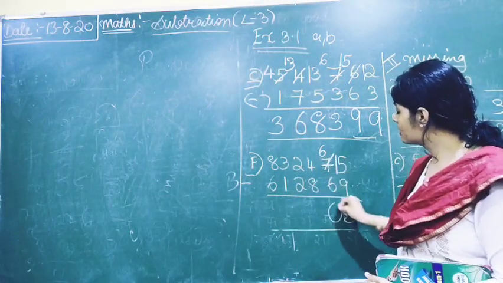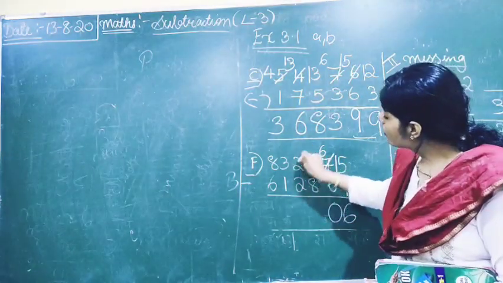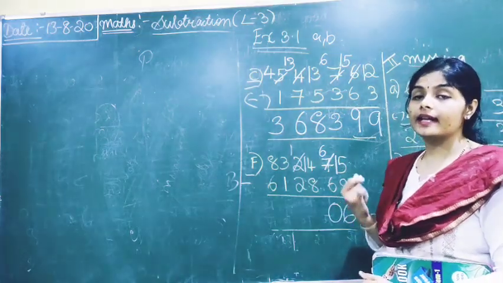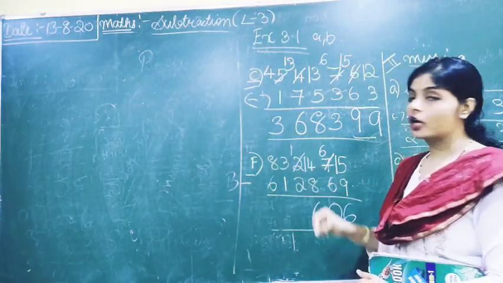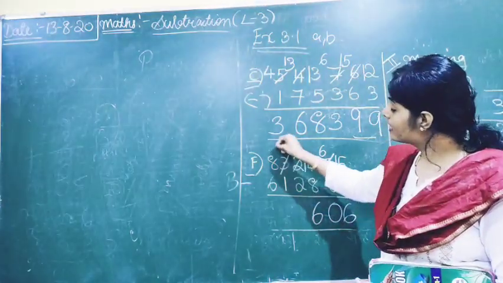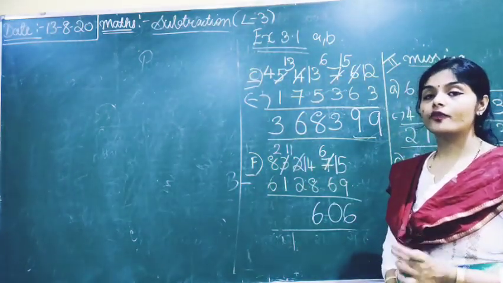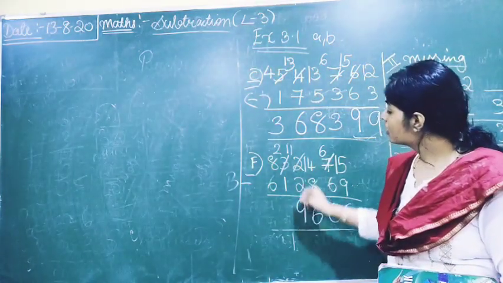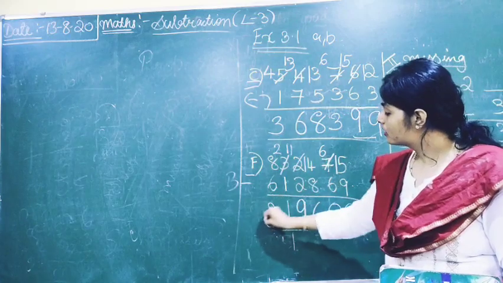6 minus 6, 0. Can you subtract 4 by 8? No, 4 is small. Borrow from 2, 2 becomes 1, this becomes 14. So after 8: 9, 10, 11, 12, 13, 14. 6. Got it? Can you subtract 1 by 2? No, 1 is small. Borrow from 3, 3 becomes 2, this becomes 11. After 2: 3, 4, 5, 6, 7, 8, 9, 10, 11. How much? 9. Can you subtract 2 by 1? Yes, 1. 6 by 8?